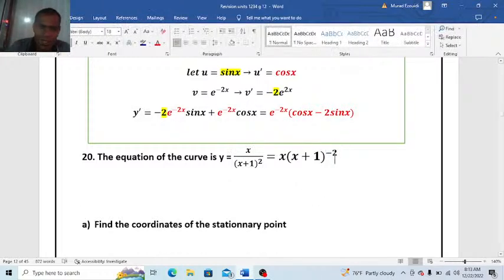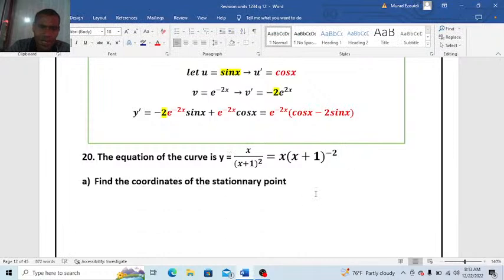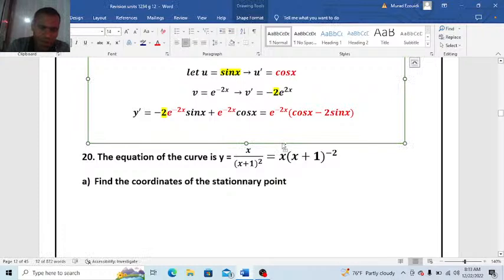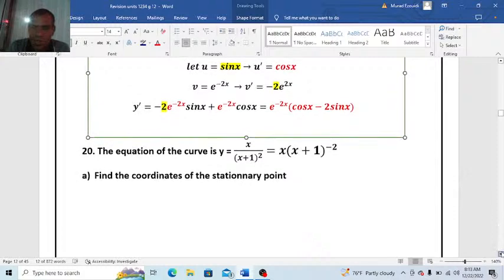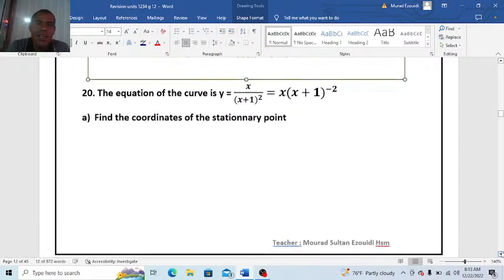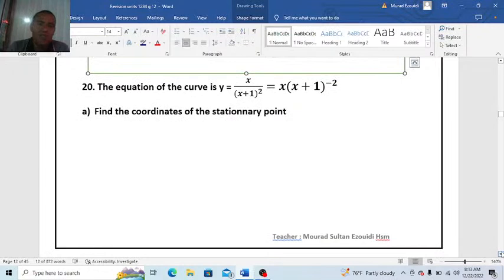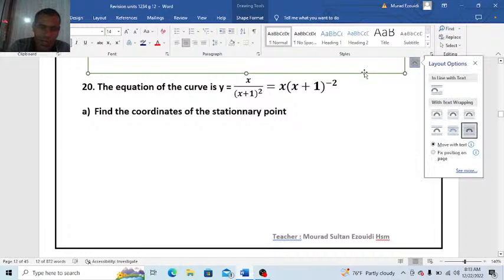Now the question is what? I will try to answer this one, learners. Find the coordinates of the stationary point. Stationary point means you should find the first derivative of y and then set y dash equal to 0. Okay, let's start here. I will copy this one and write it here.